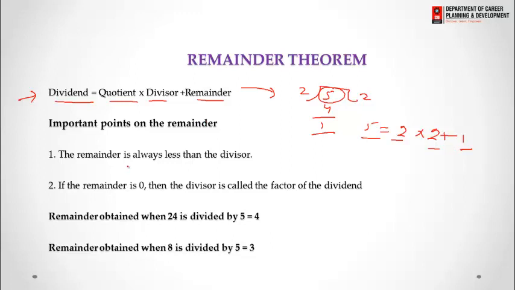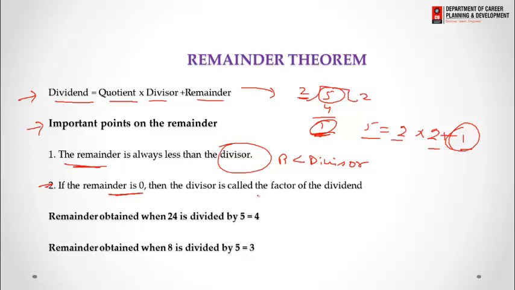Now about this remainder theorem, there are a few important points that we need to understand. The very first thing: the remainder is always less than the divisor. It means the remainder is always less than the divisor, which is 2 here. The next thing: if the remainder is 0, then the divisor is also called a factor of the dividend.